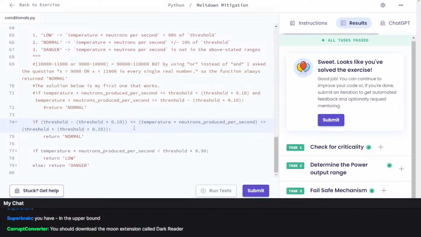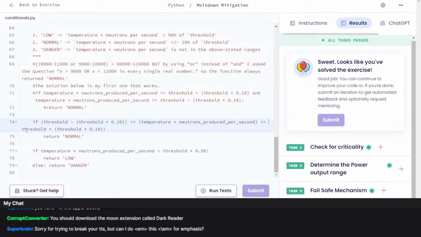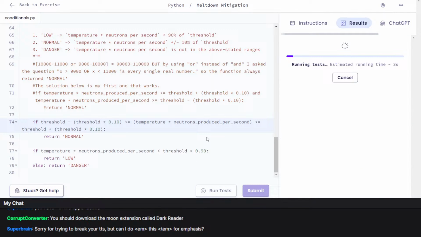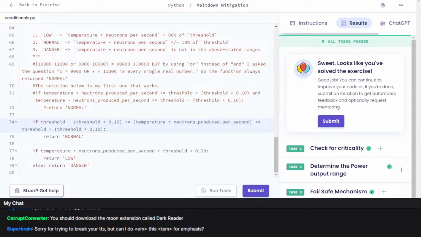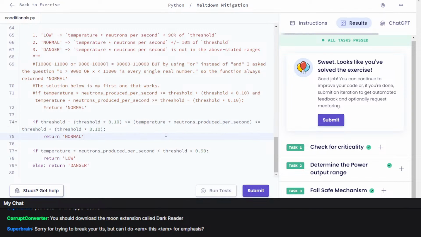Okay, so... Alright, now I'm going to try deleting parentheses, because I want to see if it'll still be correct without the parentheses. Superbrain says sorry for trying to break your TDS, but can I do this for emphasis? She's so mean to my poor TCS. My poor baby. I want to try this now. I'm going to try deleting the parentheses here, and will it break? It doesn't. It doesn't.